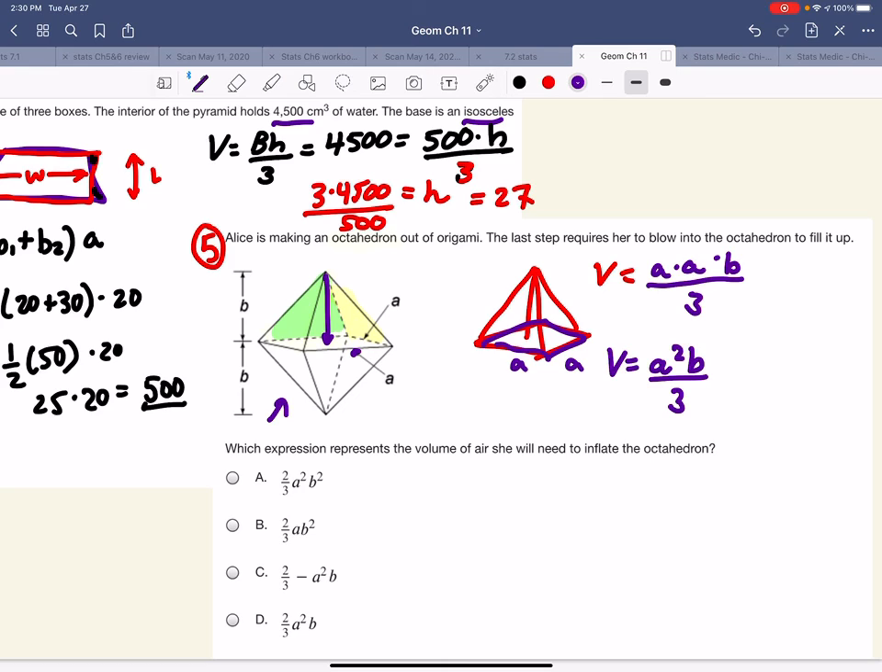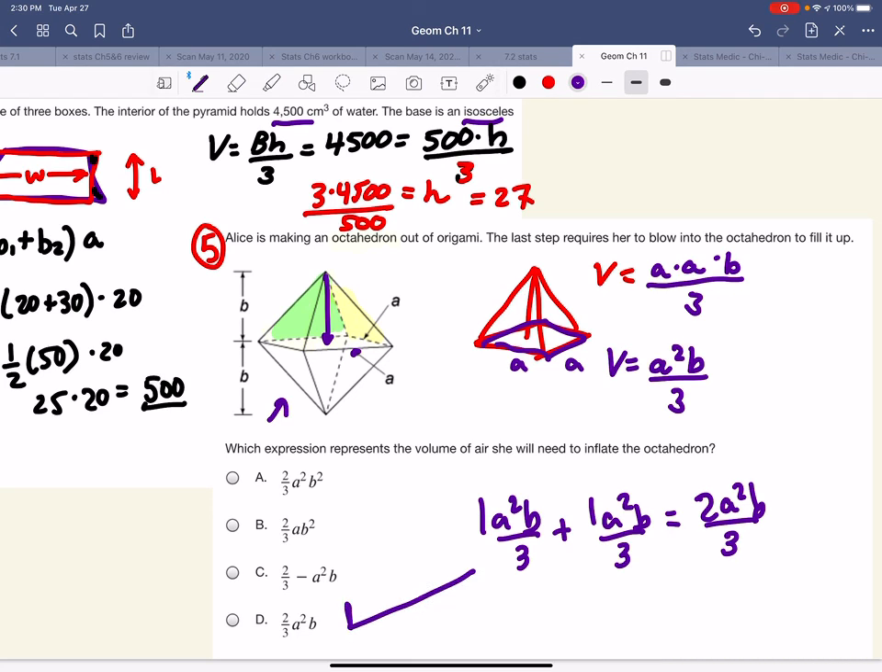So now we're going to combine them. We put them together. We have 1 A squared B over 3 plus another A squared B over 3 would give us 2 A squared B over 3. Which one does that match? There it is, D.